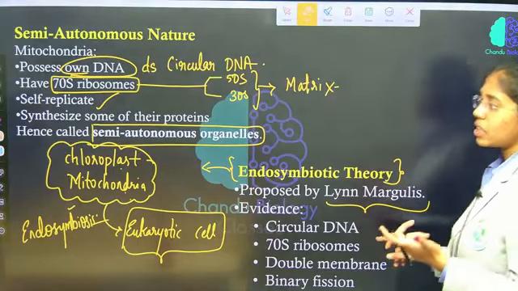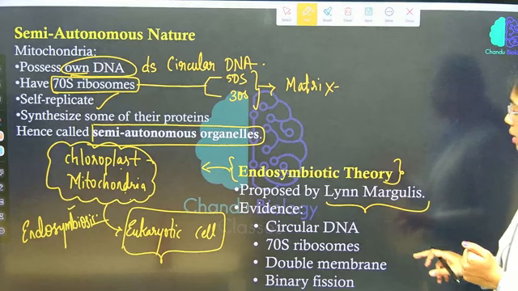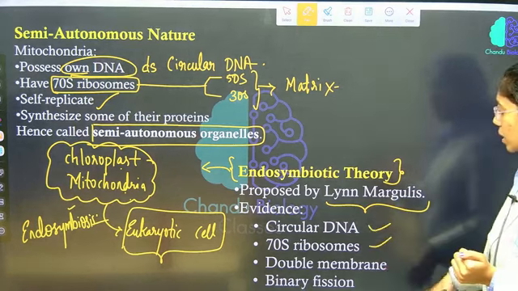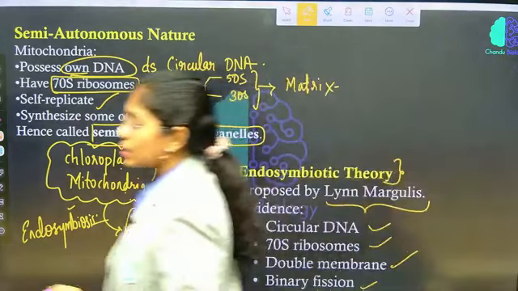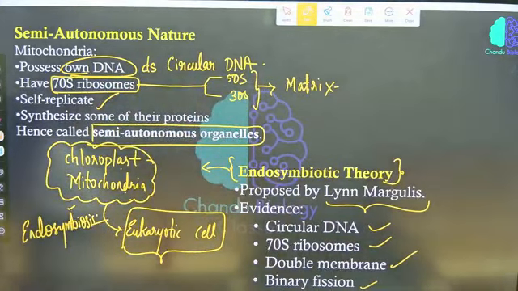What are the evidences that support the endosymbiotic theory? Circular DNA, 70S ribosomes, double membrane and binary fission. These are the major points to be noted. If you want, take a screenshot now.